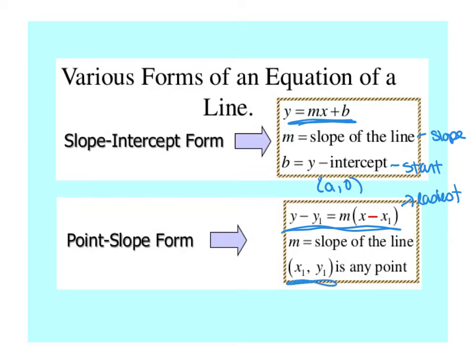But (x1, y1) is any point. Any point that you're given. You don't have to figure out what the y-intercept is. So the point slope can tend to be the easiest. It's what we use in calculus all the time, which might not sound like an easy course, but we use point slope because it is the easiest form of a line to use. So let's try some of these.